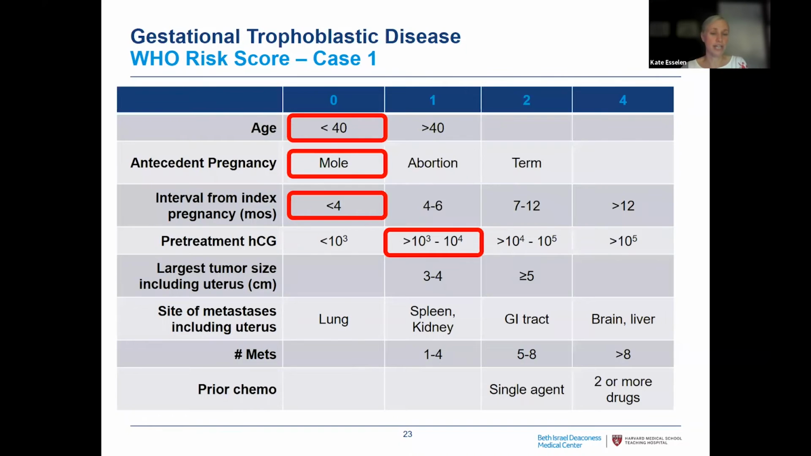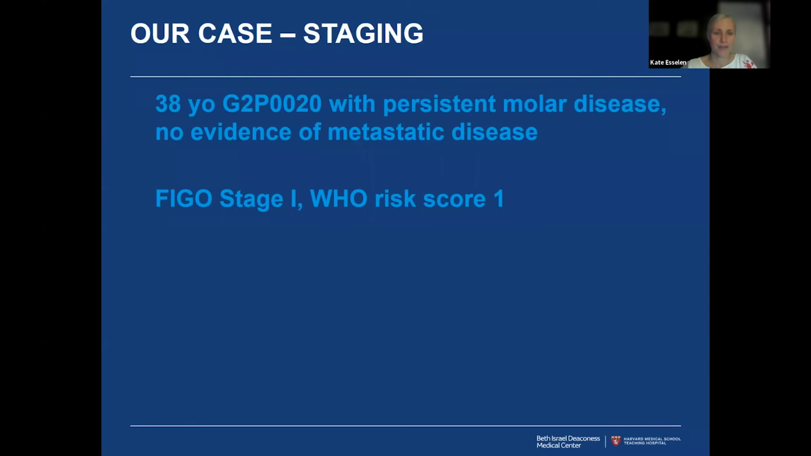Again, she's 38 years old, so for her age she doesn't get any points; that first column on the left is 0. Her prior pregnancy was a molar pregnancy, so she also gets 0 points for that. It was pretty recent, less than 4 months prior, so 0 points for that. The only thing she gets any points for is her HCG over 1,000, so she gets 1 point. So her risk score is: she's a stage 1, confined to the uterus, with a risk score of 1.